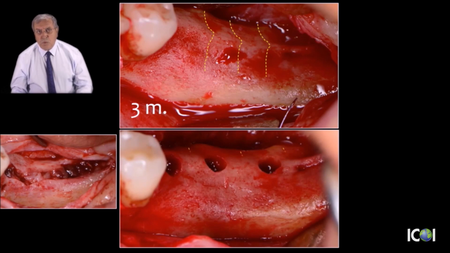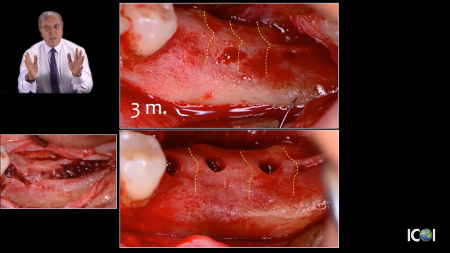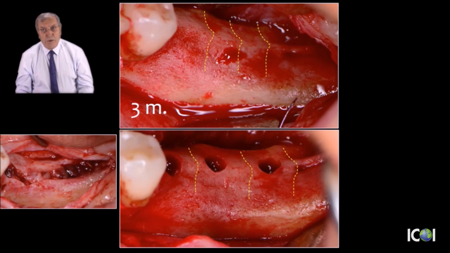After 2 months, we increase the ridge thickness, not with bone augmentation, just by a suture technique. When you create a space inside the periosteum, this space will be filled by the bone. And how to make this space? By the apical mattress suture.